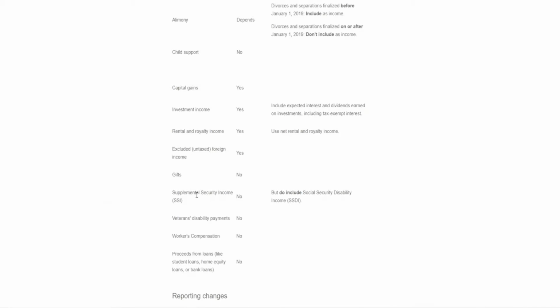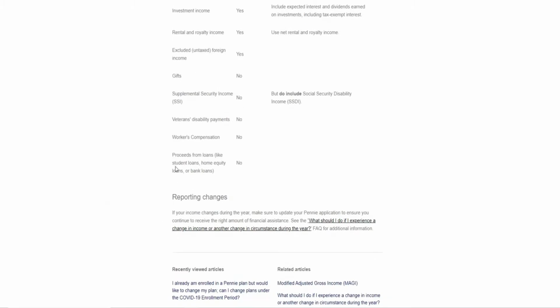And again, here we come with the supplemental security income. You don't have to include that. It's not expected. Veterans disability payments, absolutely not. Again, workers' compensation, it's not unemployment compensation. Workers' compensation is insurance. It's different. It's untaxable. Or I should say it's not taxable.